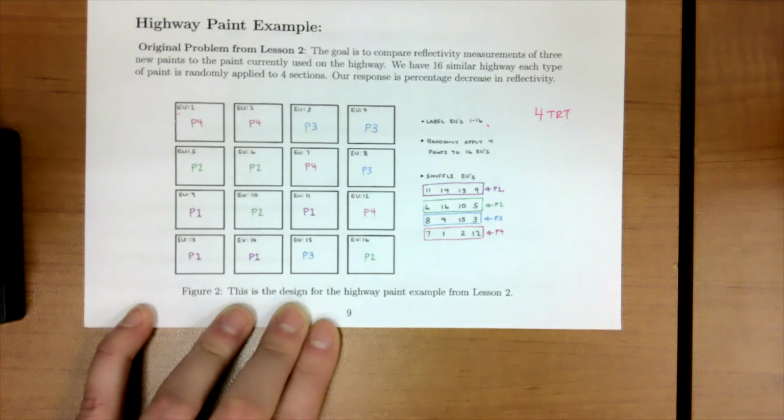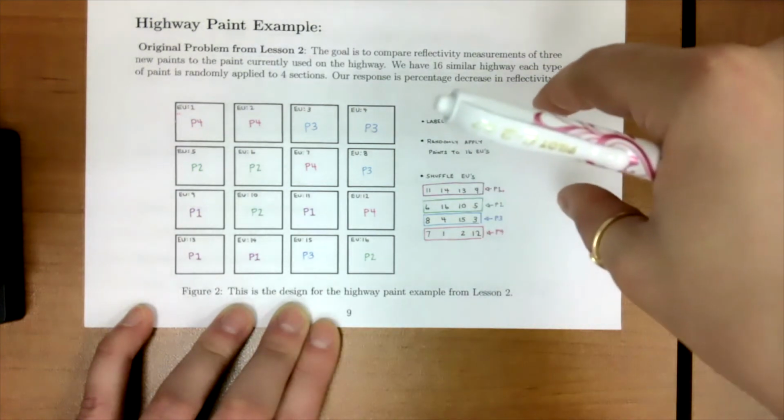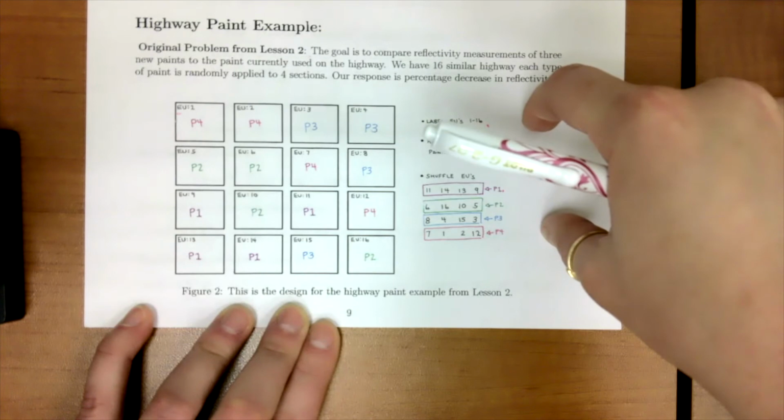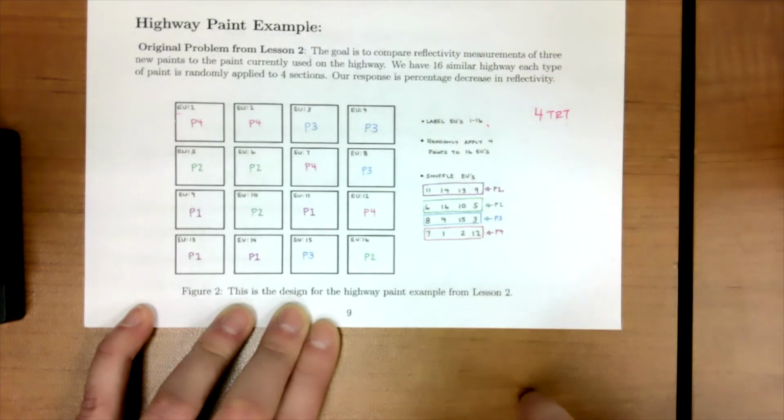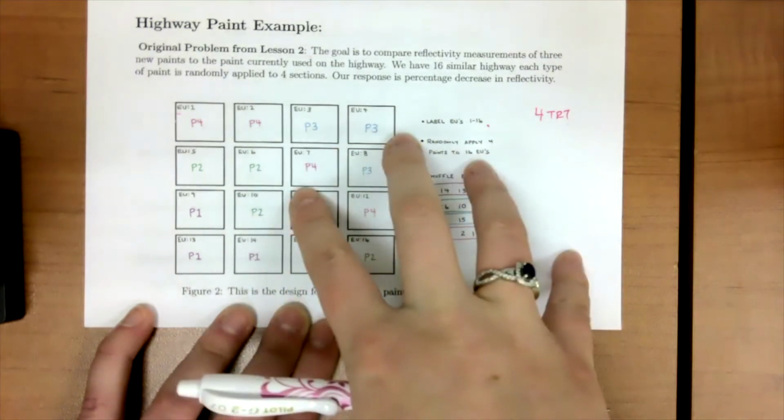How you would do that in JMP is you would write paint 1 4 times, paint 2 4 times, paint 3 4 times, paint 4 4 times, and then column shuffle. Okay? Now, this was from lesson 2.